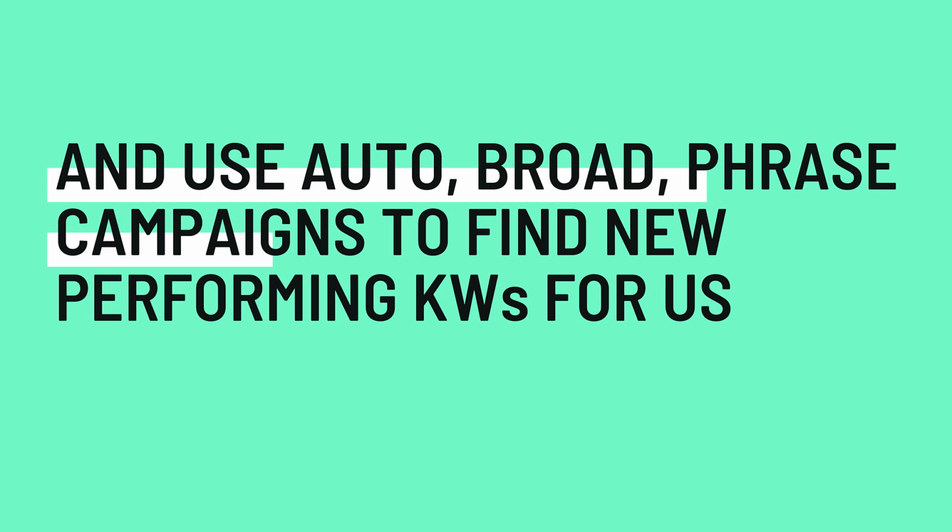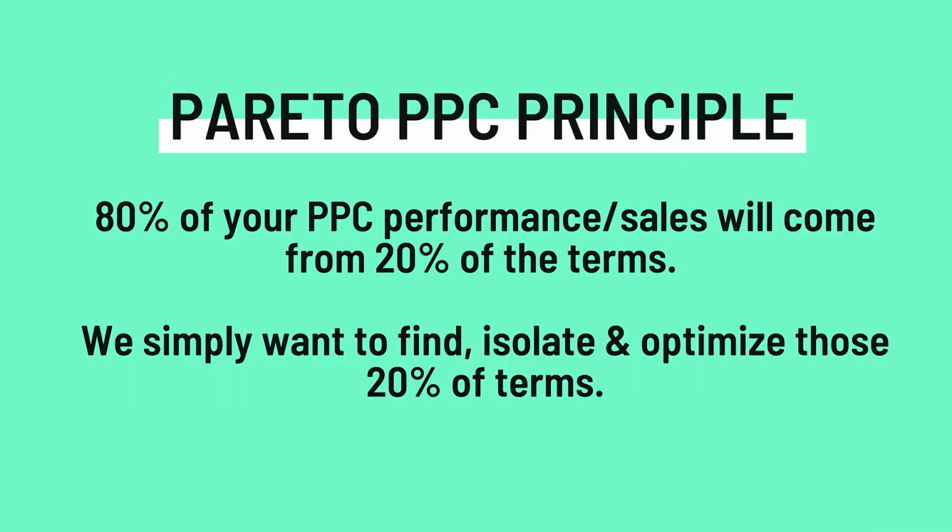And really we want to use those auto, broad, and phrase campaigns to find new performing keywords for us. And that's going to be the goal of those other campaigns. Think of them like your workhorses that go to identify other keywords that we can ultimately graduate into those isolated single keyword campaigns. And really the Pareto principle holds true. I would call it the Pareto pay-per-click principle, where ultimately 80% of your pay-per-click performance and sales is likely to come from about 20% of the search terms or keywords that you're targeting.